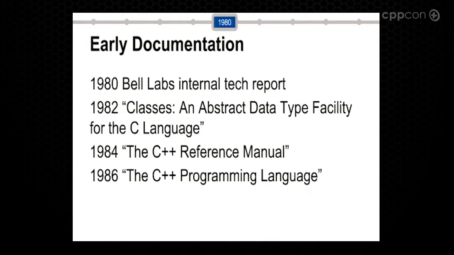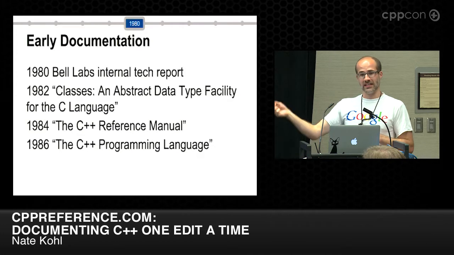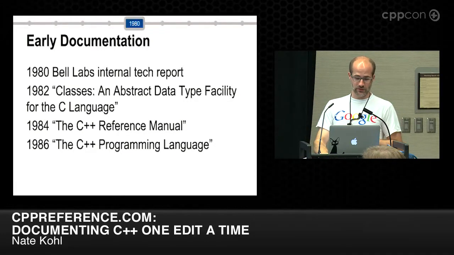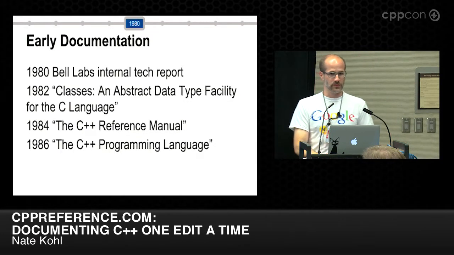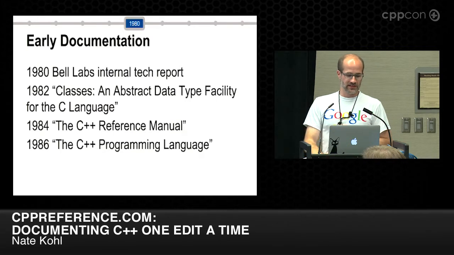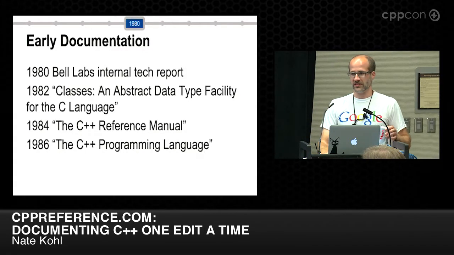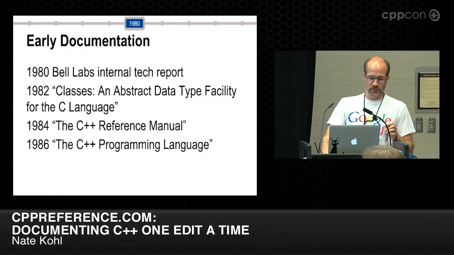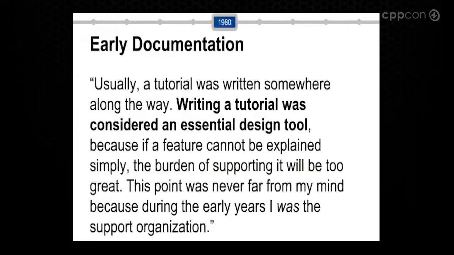One of the initial things that got written about it was in 1980, an internal Bell Labs tech report titled Classes and Abstract Data Type Facility for the C Language, which then in 1982 got released as an external tech report, one of the first external publications about C with classes, or what became C++. In 1984, the C++ reference manual. These are all publications that Bjarne wrote, and The C++ Programming Language in 1986 is the first canonical description of the language, the first documentation for C++.